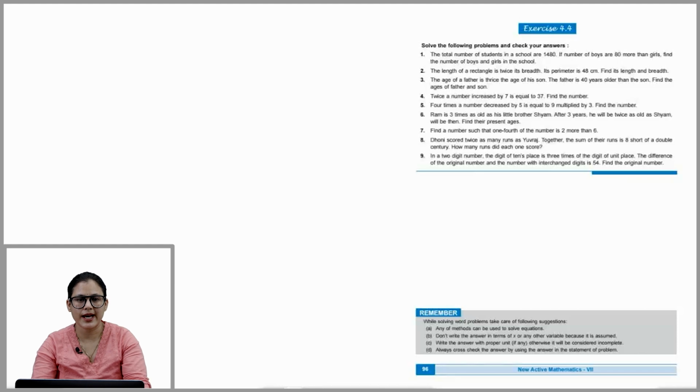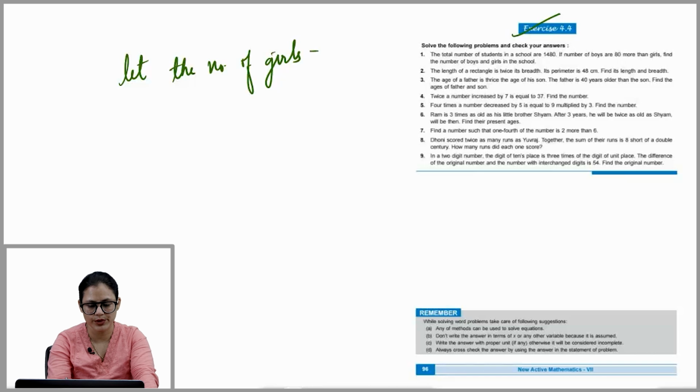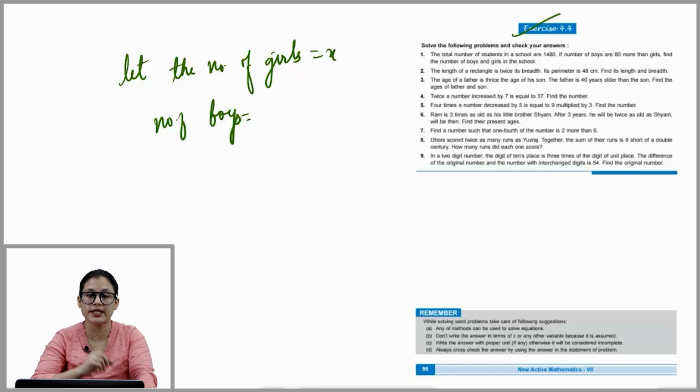Now let's do exercise 4.4. Solve the following problems and check your answers. The total number of students in a school is 1480. If the number of boys is 80 more than girls, find the number of boys and girls in the school. Okay. The number of boys is given in terms of girls, so we will let the number of girls be x, and the number of boys is x plus 80, since boys are 80 more than girls.